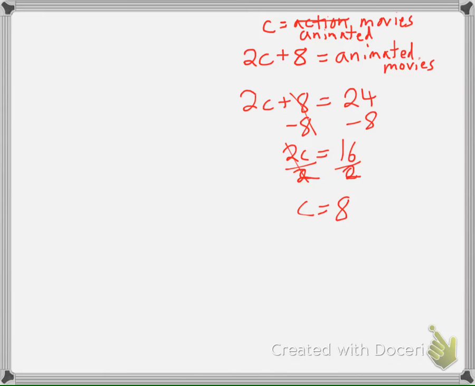And again, make sure that your final answer answers the question. The question is, how many action movies? And does C represent the number of action movies? Yes, it does, because that was what we determined. I read it right the first time, and then I fixed it. So, yes, Addison. Number 5.